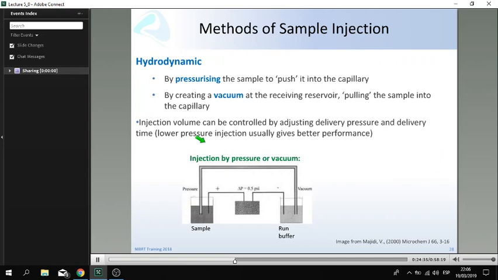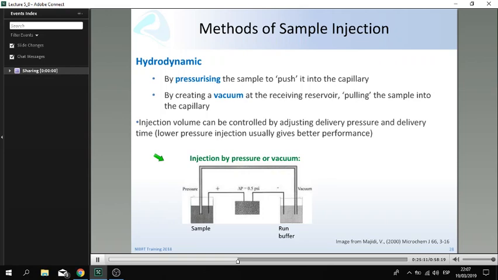Another way to inject your sample is the hydrodynamic way, by pressurizing the sample to push it into the capillary, or creating a vacuum at the reservoir to pull the sample into the capillary. You can pressurize the sample reservoir to push a bit of sample in, or pull a vacuum on your outlet reservoir to pull your sample in. Injection volume can be controlled by adjusting delivery pressure or delivery time.